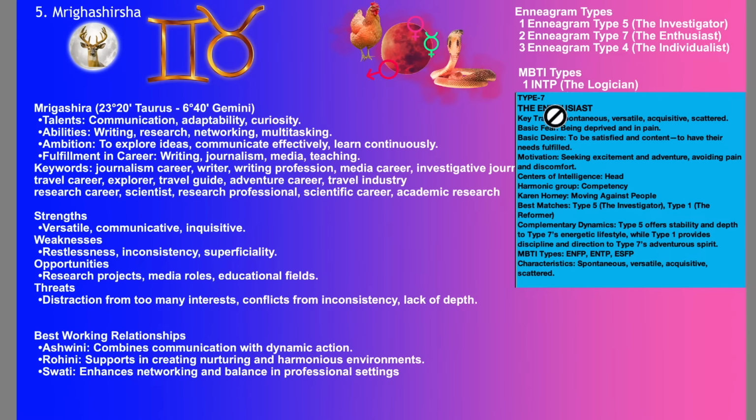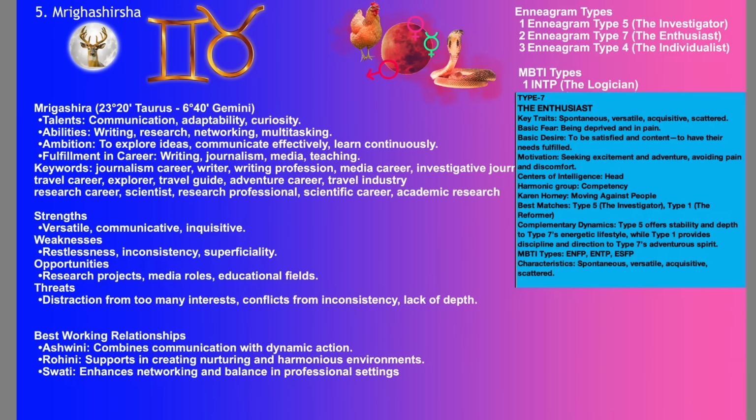The combination of type 7 and that will make very good career in travels, an explorer, being a travel guide, being a National Geographic photographer, for example, being an adventure career, travel industry, that line, because they seek all the time a sense of adventure.